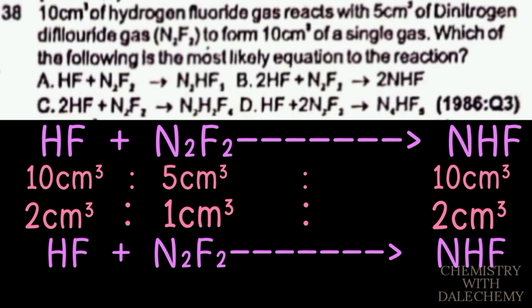So HF should have 2 as its coefficient, N2F2 should have 1 as its coefficient, and the product should have 2 as its coefficient. So the only correct option here is option B. So option B is the correct answer. They will react in the ratio 2:1:2.